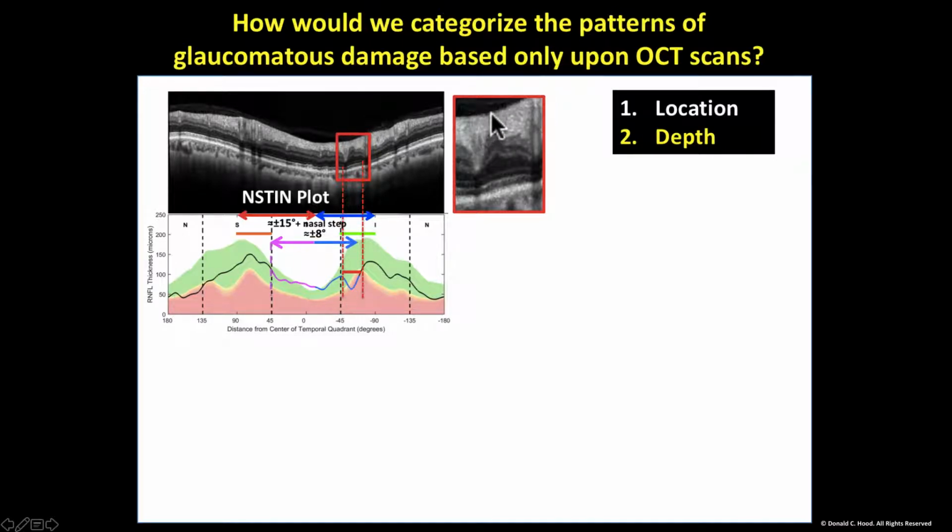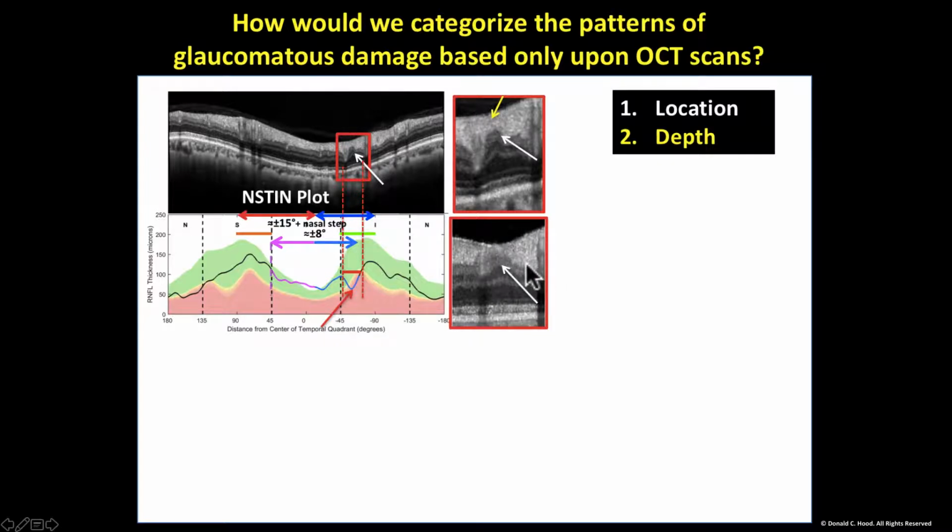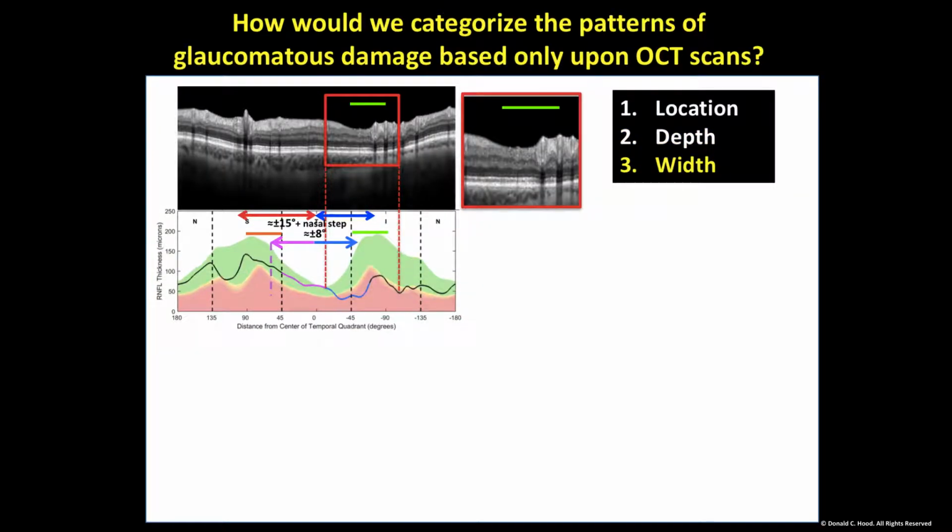But look now at how much retinal nerve fiber is preserved. All these are the same location. Preserved retinal nerve fiber layer. Compare it to the first eye, where this is very thin. So same location, but we want to take into consideration not only location, but how much is lost, which I'm referring to as the depth of the defect. Okay. Also vary in width.